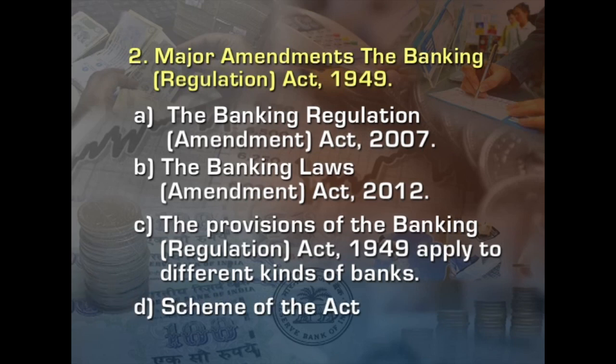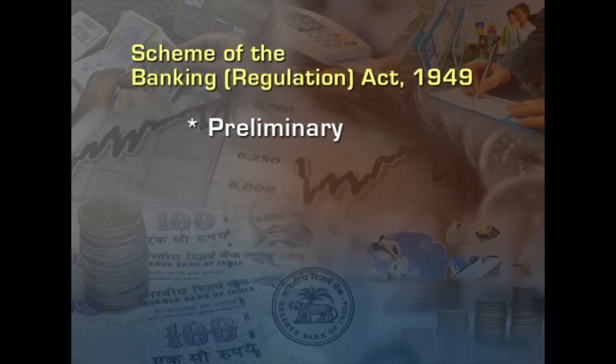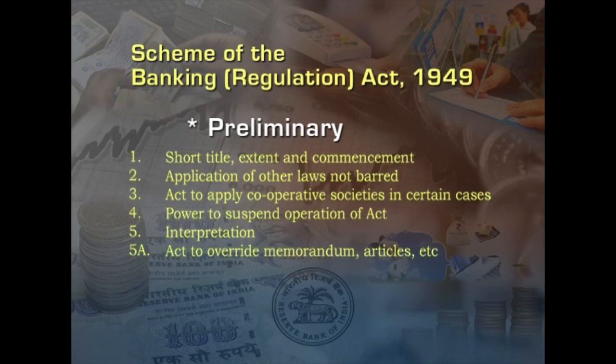We will now look at the scheme of the Act. Preliminary. Sections 1 to 5 under Part 1 of the Banking Regulation Act contain the provisions on the preliminaries like the short title, extent, interpretation and related issues.